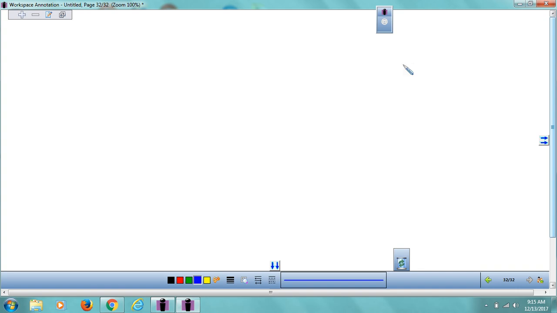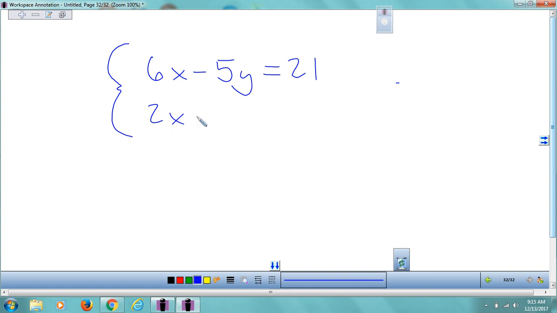One of the methods is called the elimination method. All right, so here's an example. We have a system of equations, 6x minus 5y equals 21. And we have a second linear equation, 2x plus 5y equals negative 5.